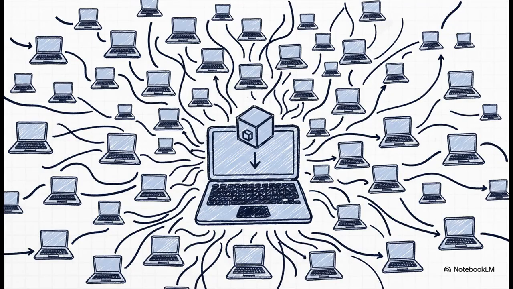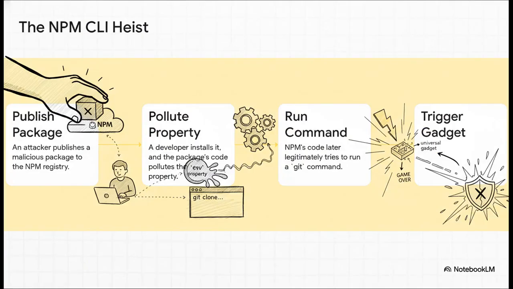So let's actually walk through how this plays out in a real-world attack. The researchers' takedown of the NPM command line tool is the perfect example. And this one is a really big deal because this tool is on pretty much every single developer's machine out there. Okay, so here's how the heist went down. Step 1. An attacker publishes a malicious software package. Step 2. Some unsuspecting developer installs it.